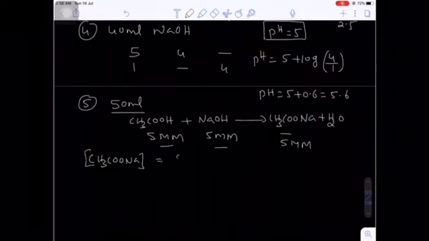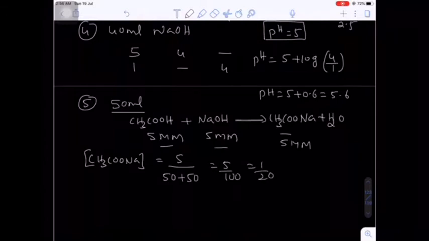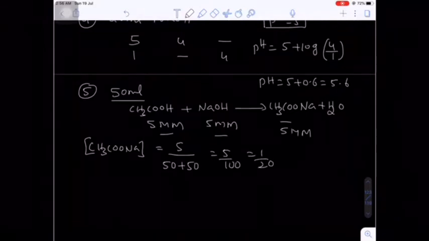Now the pH of the solution will be decided by the salt formed, that is sodium acetate. What is the concentration of the salt here? How many millimoles of the salt will be there? 5 millimoles. Total volume is 50 ml of acetic acid and 50 ml of NaOH. Are you getting my point? 5 by 100, that is 1 by 20.